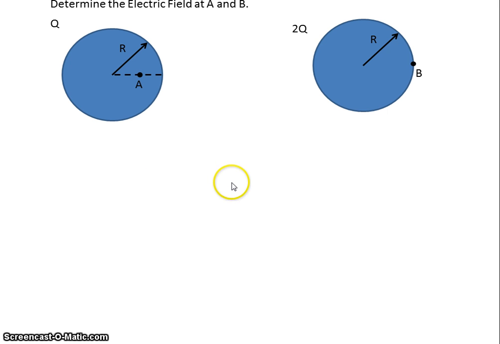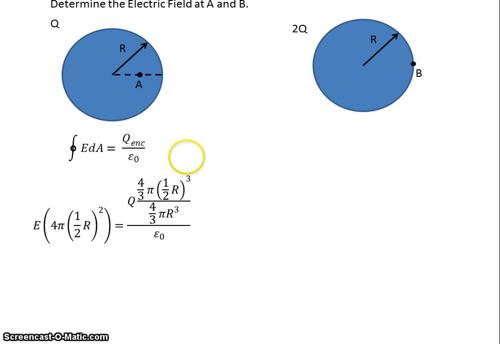So we're trying to figure out the electric field. Well, of course we want to use Gauss's law. Closed integral E dot dA equals Q enclosed over epsilon naught. The E field would be constant, and the area on the left-hand side would be the area of a sphere, 4 pi (1/2 r) squared, because we're talking about through A. On the right hand side, the part that's hard about this is figuring out the Q enclosed. It's going to be a proportion of this total charge Q, and it's dependent upon the volume, the ratio of the volumes of the smaller to the larger.